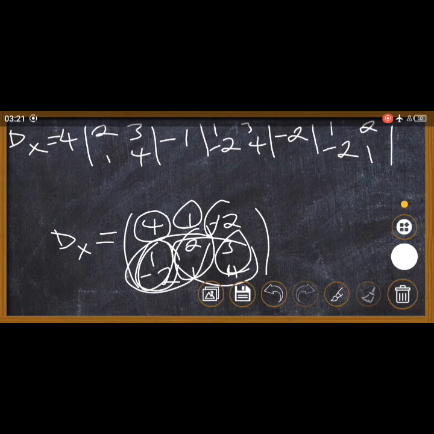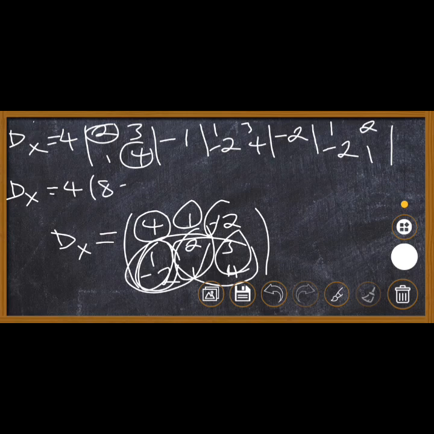Okay, so let's proceed to find the determinant of the 2 by 2 matrices we have in the brackets there. So here 2 multiplied by 4 is 8. So 8 we subtract 1 multiplied by 3, which is 3. And then minus 1 here, 1 multiplied by 4 is 4. And then negative 2 multiplied by 3 here is negative 6.